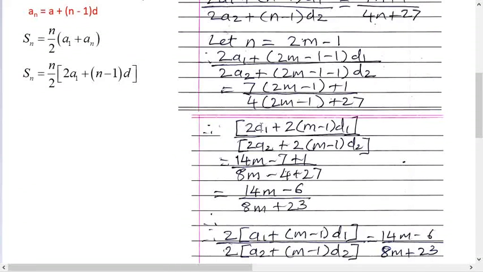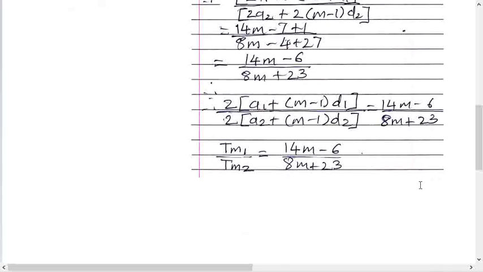And now focus on left hand side. So take 2 common now. 2 into (a1 + (m-1)d1) upon (a2 + (m-1)d2), right? And RHS as it is, (14m-6) upon (8m+23).